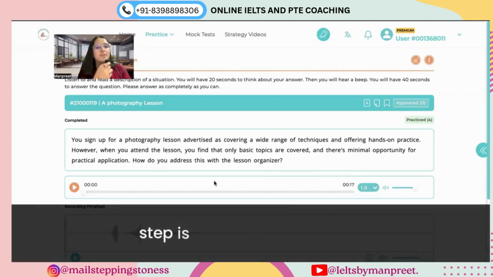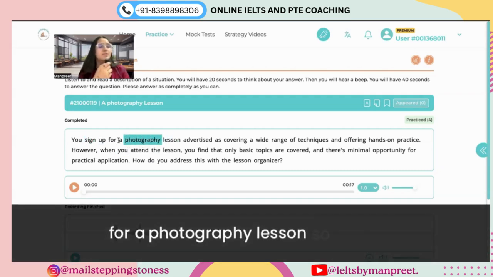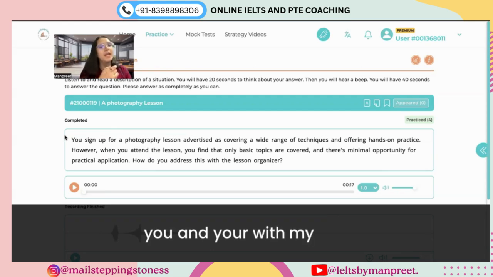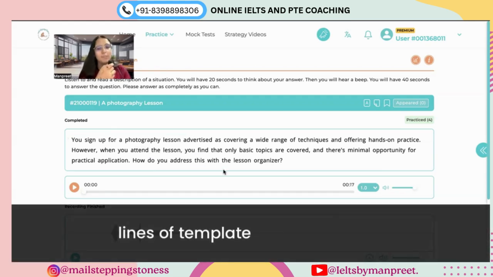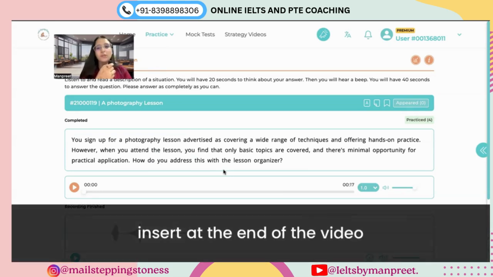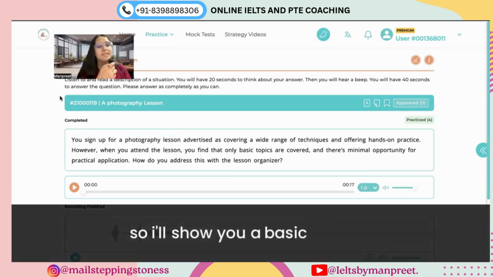So the first step is to repeat the entire thing. You'll repeat the entire question, just instead of saying you. For example, it's written you sign up for a photography lesson, so you will say I. So you'll replace the word you and your with my and I accordingly. And at the end, you'll use the 3 lines of template that I'm going to insert at the end of the video. So I'll show you a basic sample answer for this.